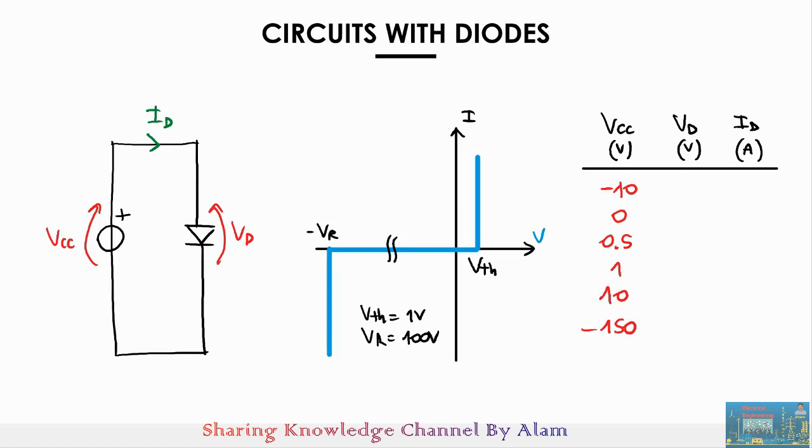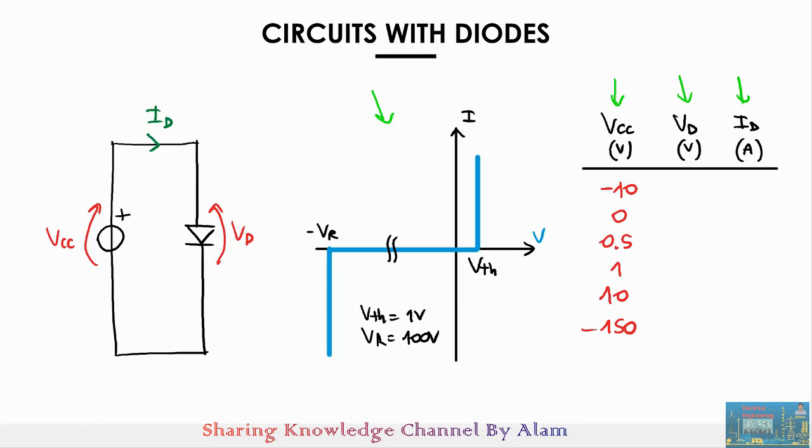In the center of the screen, I represented the IV curve for this diode, and I indicated its threshold and reverse voltage. I assume that these voltages are 1 volt and 100 volts respectively, and they're indicated here. On the right, there is a table that we're going to fill for different values of the supply voltage VCC. Solving this circuit, which is finding V diode and I diode for each VCC, seems simple. The only thing one has to do is to use the IV curve for the diode.